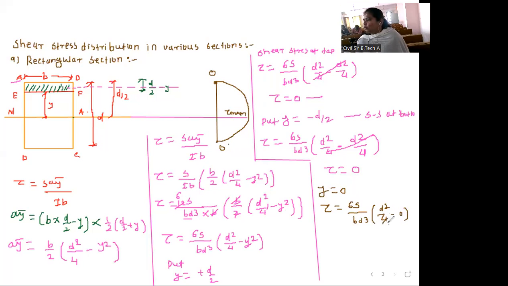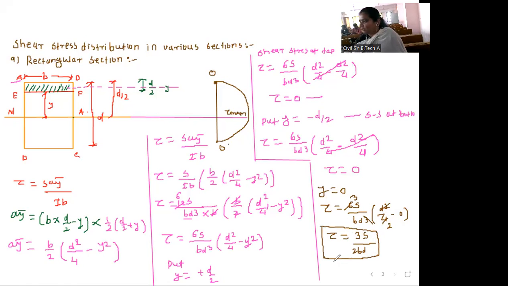So here 2 1s are 2, 2 3s are 6. So tau is equal to 3s divided by 2 bd cube, into d square by 4. But here d square and d square get cancelled. So what is remaining? 2 divided by bd. So tau is equal to 3s divided by 2 bd. So when we put y equal to 0, that means we are finding the shear stress at the neutral axis. So tau at the neutral axis is 3s divided by 2 bd.